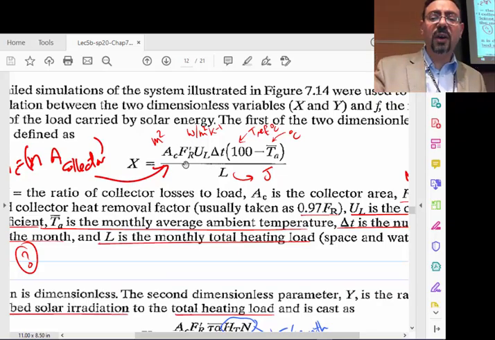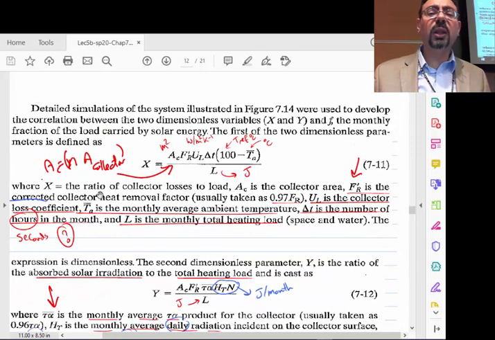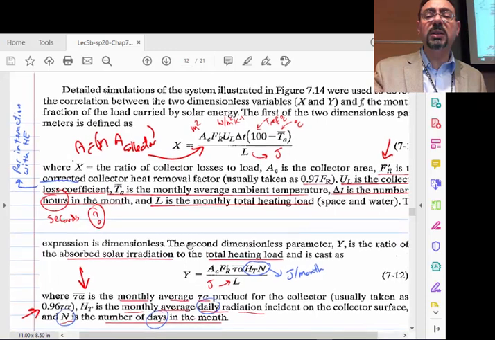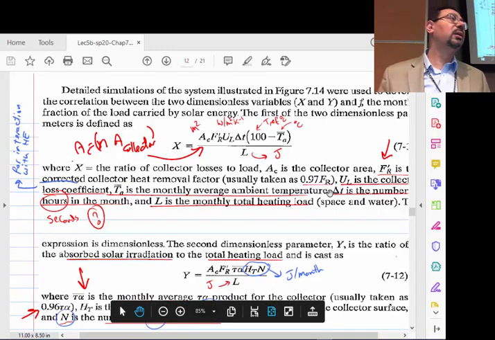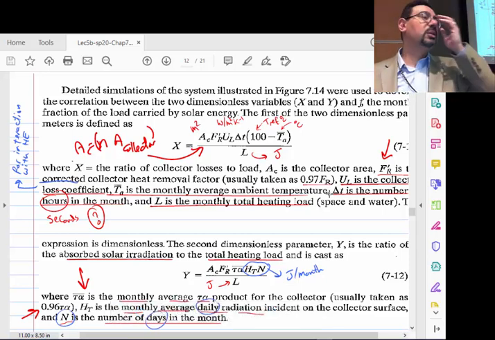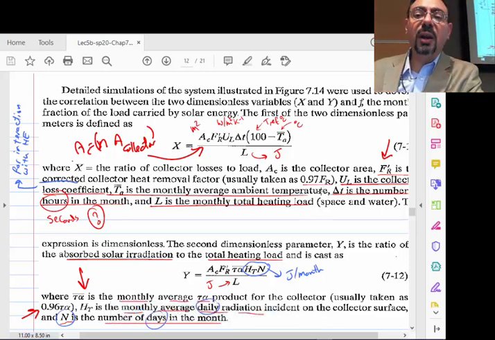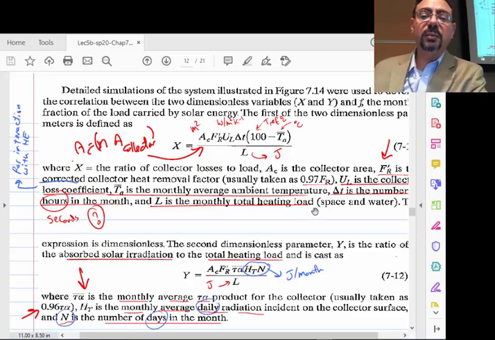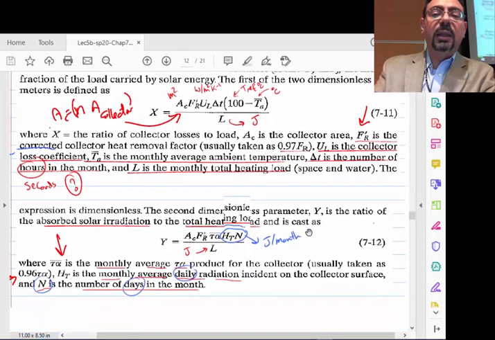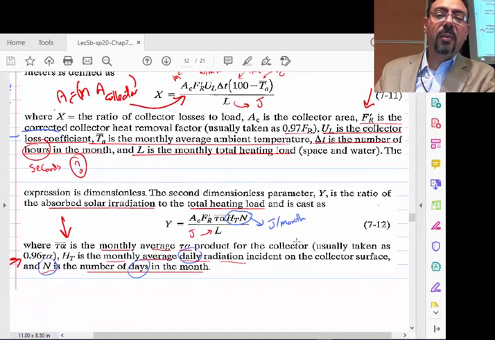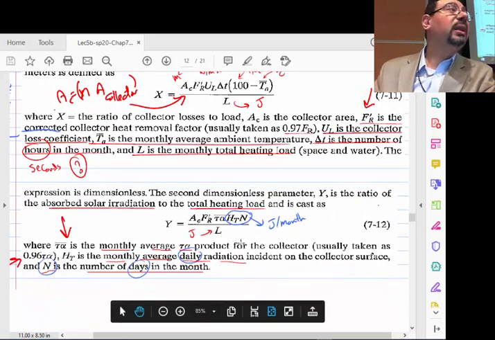What's the deal with the FR prime? They will tell you, see, you are not doing it for one day or one hour, you are doing it for the whole month. So FR prime is 0.97 FR. It's kind of an average for the whole month. Whatever your FR is, your FR prime is 0.97 FR. Okay? Very good. So that's how we calculate the X, basically. Now how do we calculate the Y.